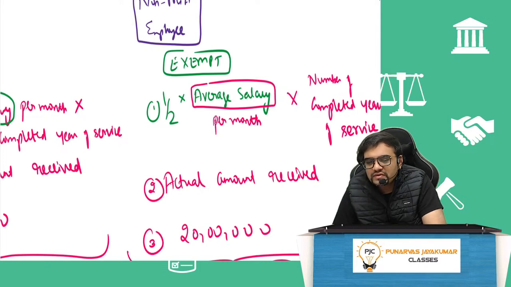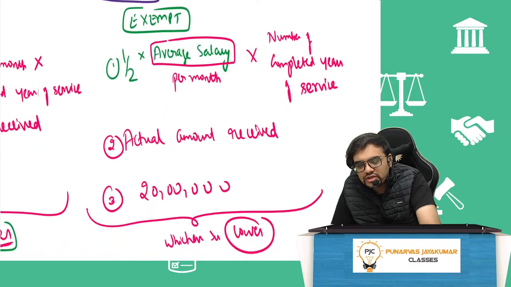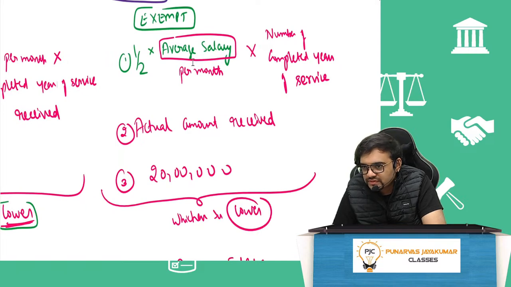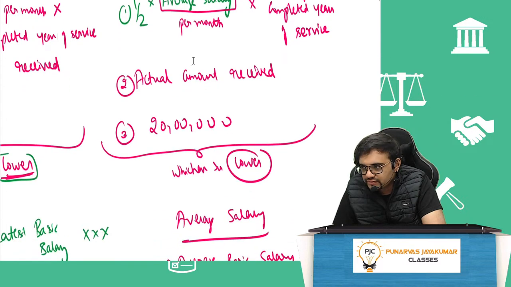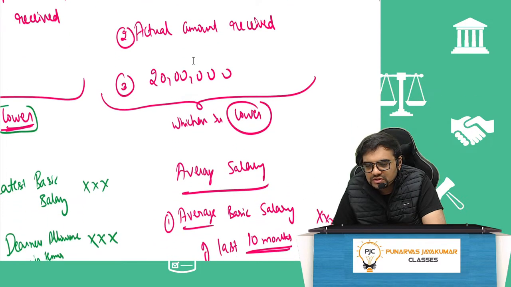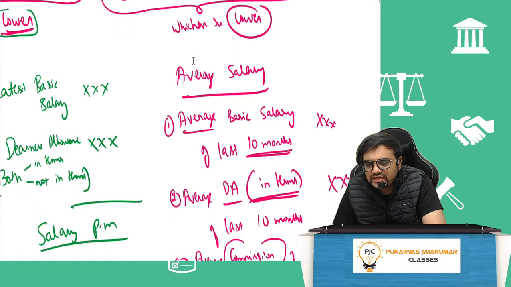Half into average salary per month, into number of completed years of service. Second, the actual amount received. Third, 20 lakh, whichever is lower. Whichever is lower. So what is the average salary? It is the average salary of the last 10 months that you need to take.